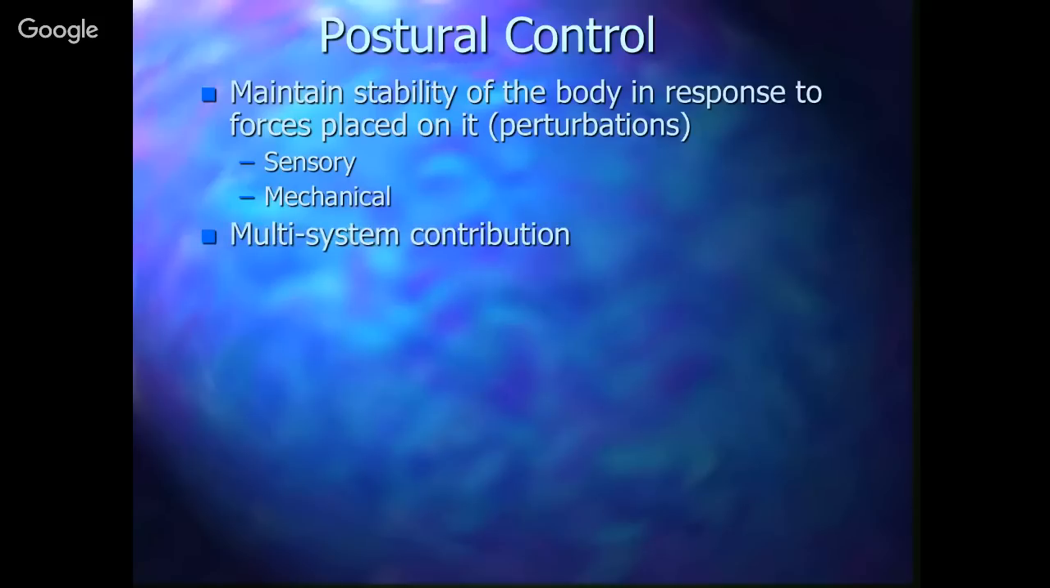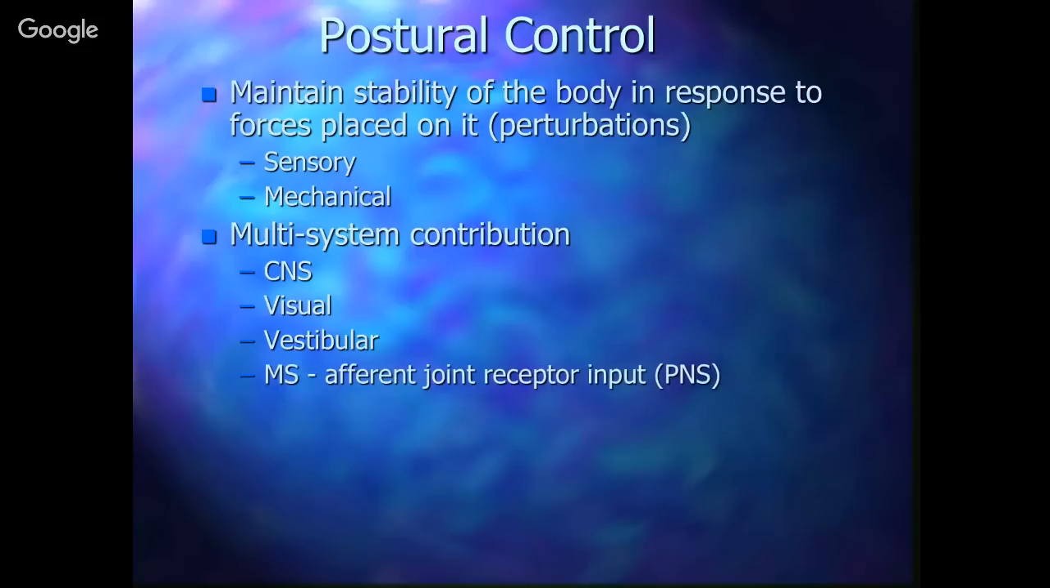If you look at a multi-system contribution for us to maintain postural control, we can't lose sight of our central nervous system and its ability to identify postural change in positions. I've already mentioned our visual system. Our ability to see certainly helps that. And the vestibular system, our righting reflexes, our equilibrium reflexes are very important. And then the musculoskeletal system, we have our afferent joint receptor input from the peripheral nervous system, our proprioceptors in our joint capsules and things of that nature that send signals to the central nervous system, to the brain, to tell us where our joints are in space.